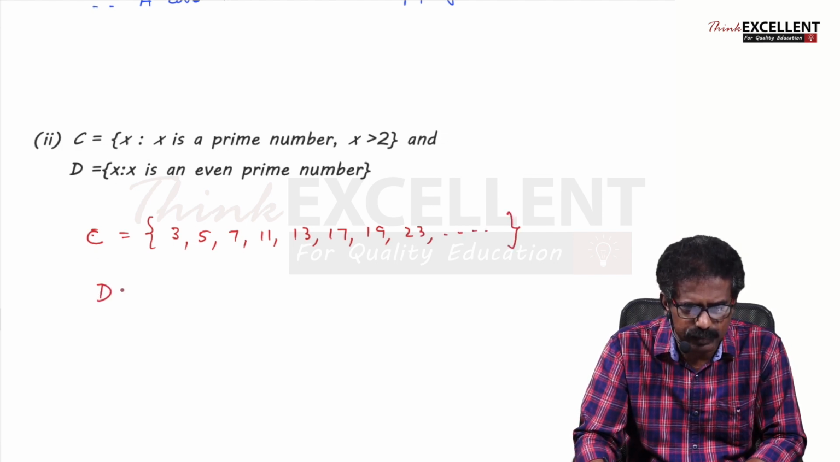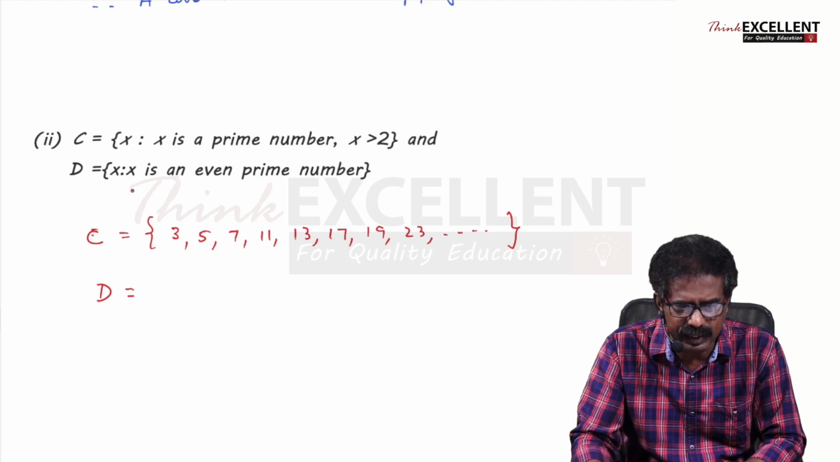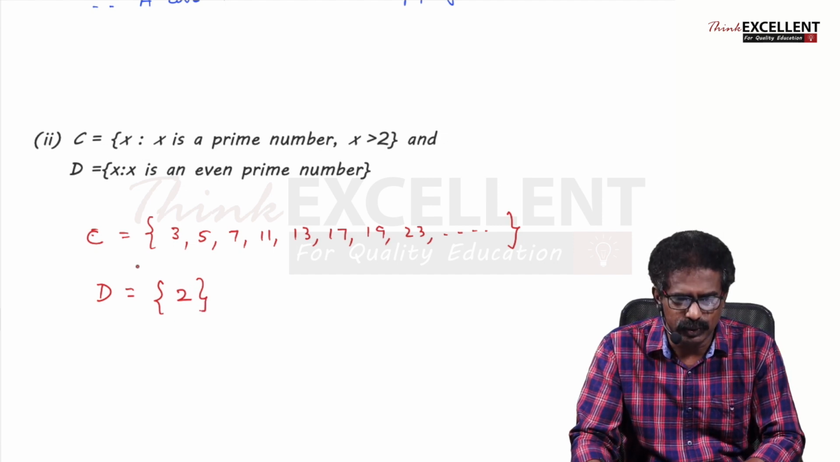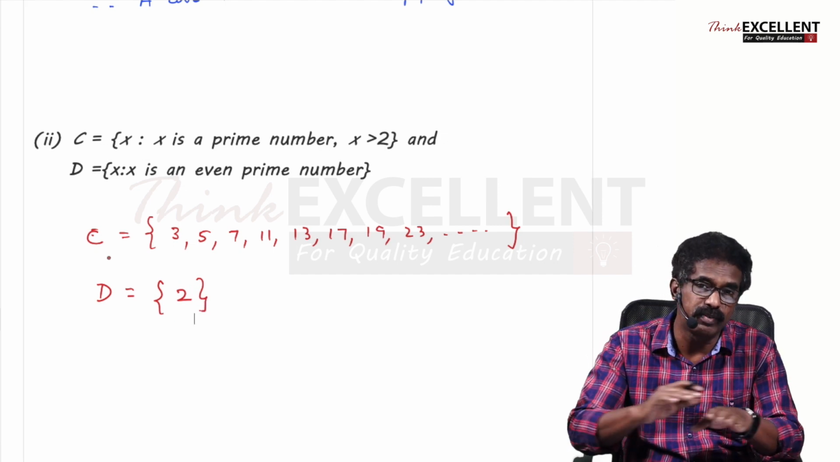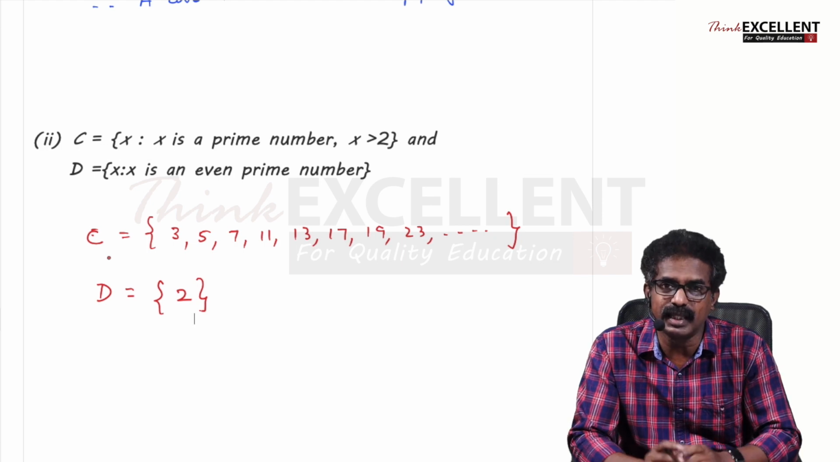And D is the set of all x such that x is an even prime number. Even prime number means only one prime number. So C is one set that contains an infinite number of elements. D is a singleton set.